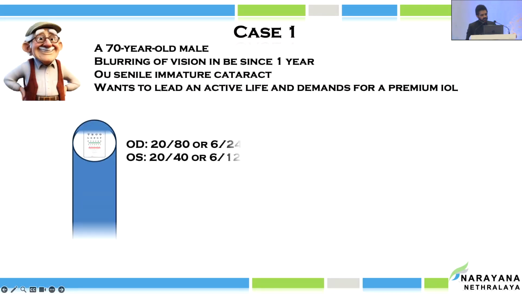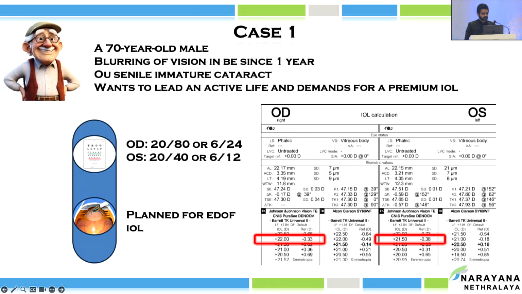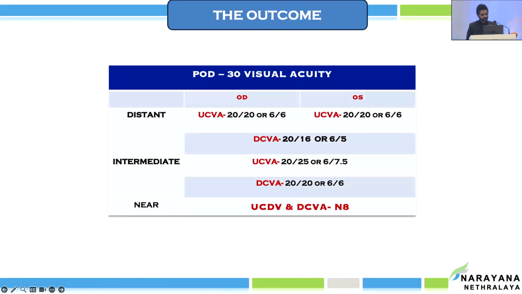All right. So this is a 70-year-old male patient who was very keen on a presbyopic option, but he was very, very particular that he wanted good quality too. And again, here we went ahead with the first minus, that is minus 0.33 in one eye and minus 0.38 in the other eye. So when we look at the results, the distance uncorrected vision was 20/20 in both eyes.